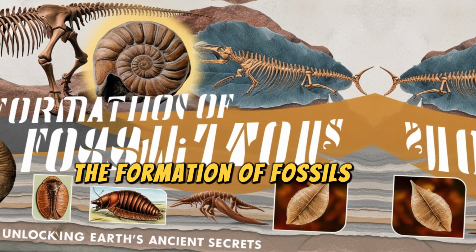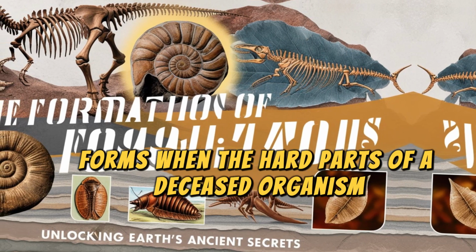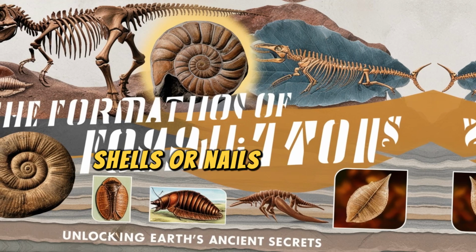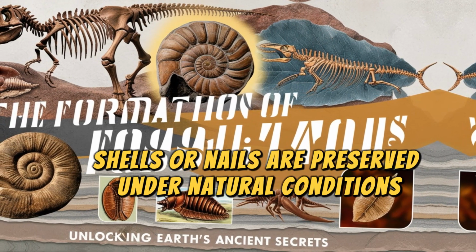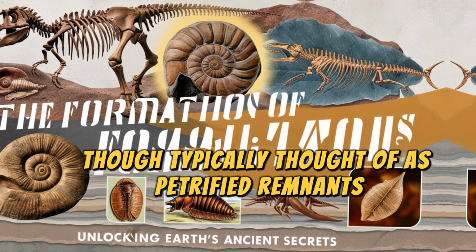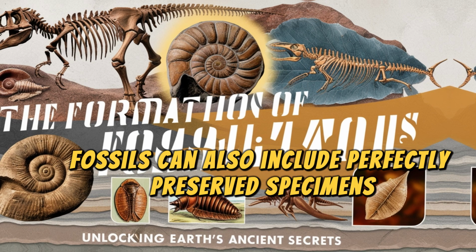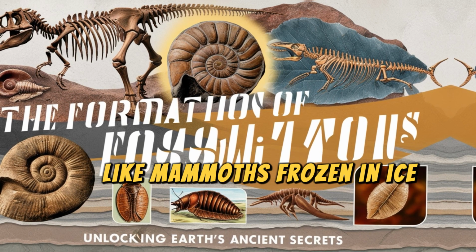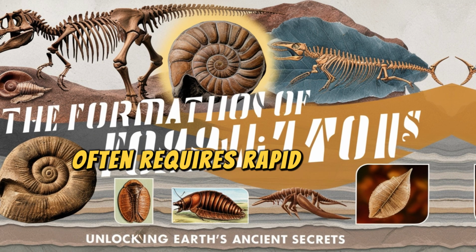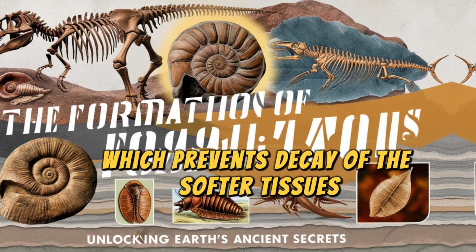The formation of fossils. A fossil forms when the hard parts of a deceased organism, such as bones, teeth, shells, or nails, are preserved under natural conditions over a long period. Though typically thought of as petrified remnants, fossils can also include perfectly preserved specimens, like mammoths frozen in ice or insects trapped in amber.